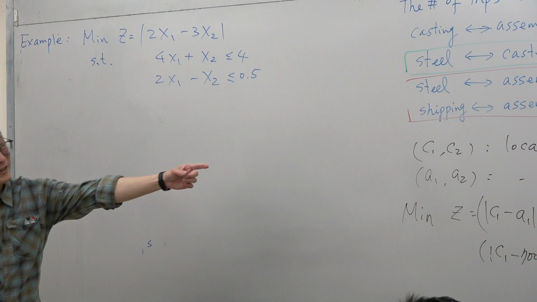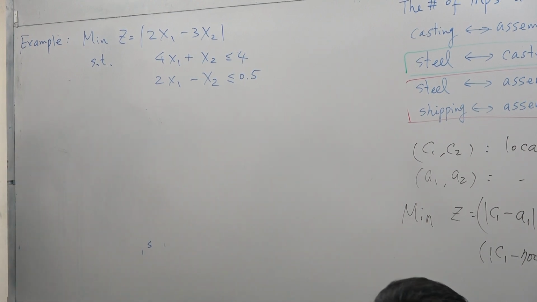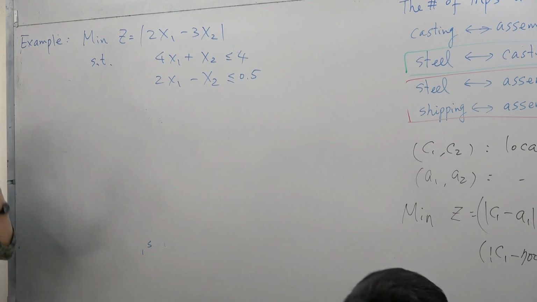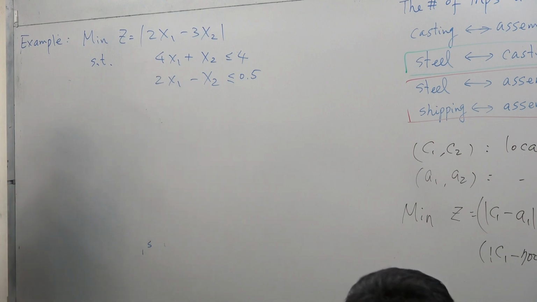So when we have absolute value in our objective function, it is not a linear programming problem. Like this example, it looks linear, but we have absolute value in our objective function, so it's not linear. So if I want to utilize the simplex method to solve this kind of problem, it means that I have to transform this absolute value into another form.